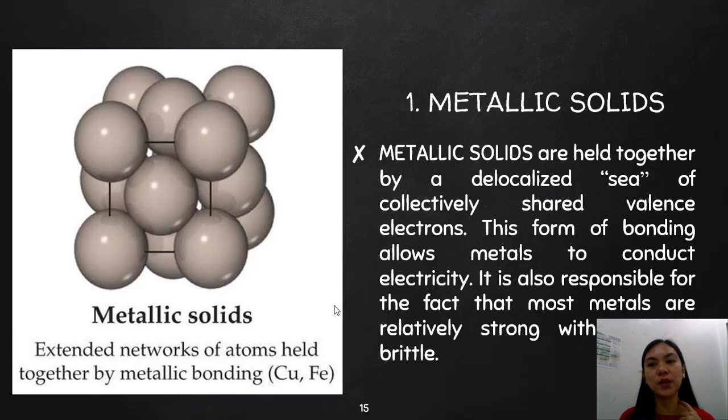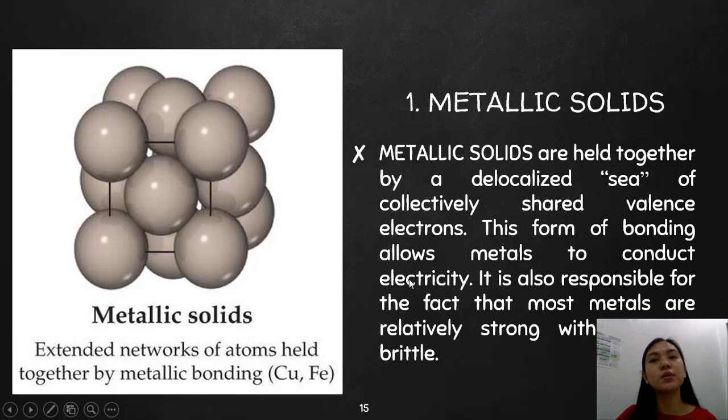Now, in metallic solids, the electrons from atom to atom are being shared, meaning they can travel from one nucleus to another. That's why they call it a delocalized sea, a sea of collectively shared electrons. Because the electrons can travel from one nucleus to another, they are free-flowing, and that's the reason why most metals, with this form of bonding, conduct electricity.